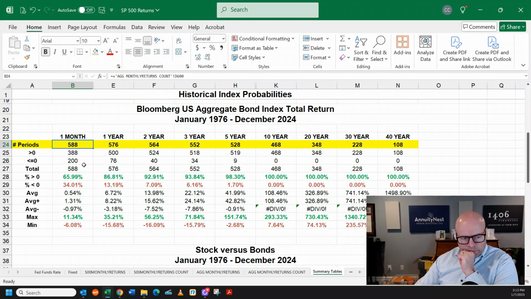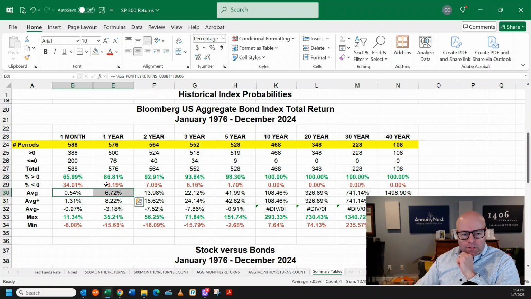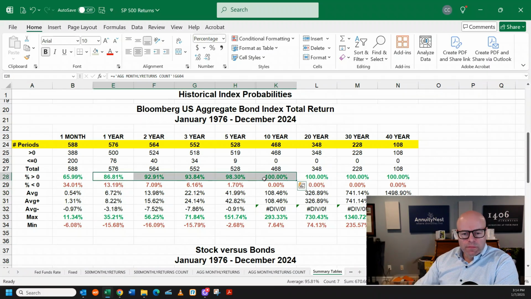For every 1 month period, there's a 65% chance of success. Every 1 year, 86. 2 year, almost 93. 3 year, 93. 5 year, 98. 10 year, it's never been negative over a 10-year period. So those numbers look very similar to the stock numbers.